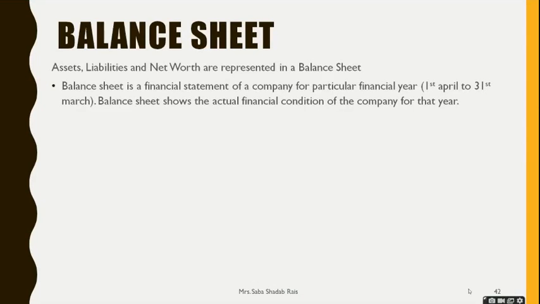You can say it is a simple progress card of a company, a financial statement of the company for the financial year from the 1st of April to the 31st of March. Whatever earning or whatever business has been done by the company is shown in the balance sheet. So the balance sheet shows the actual financial condition of the company for that particular year.